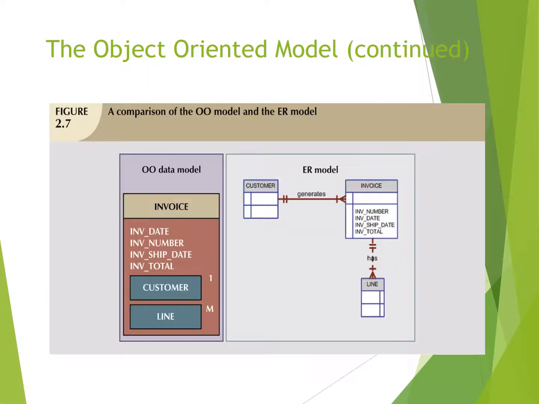Here's a graphical depiction of both object-oriented models and ERD. On the left, an object-oriented data model has an entity called invoice, which has various attributes assigned to it, but within it is the customer and the product line associated with a product that the customer is using. The same thing in an ER model shows a verb: a single customer generates many invoices and has many product lines.